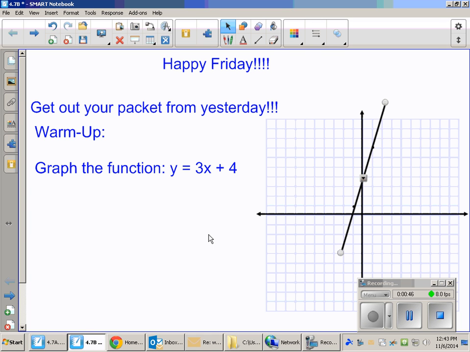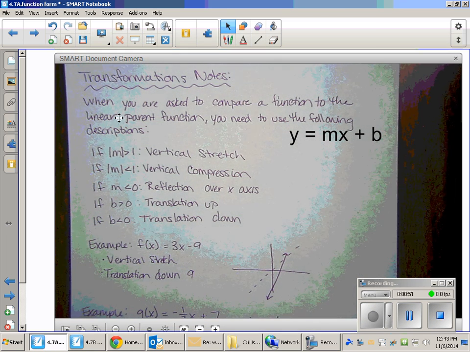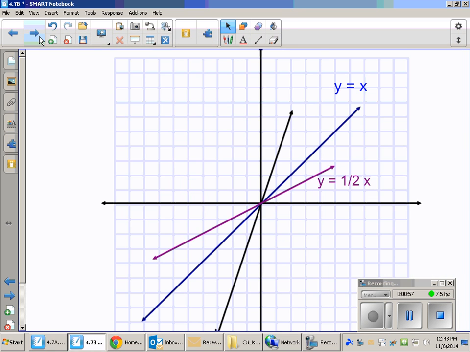All right, so then if we look at the packet from yesterday, the first page compares these three graphs. So here in navy, you have the parent graph, that y equals x line. And then in black, you have y equals 3x and y equals 1/2 x. And they all have the same y-intercept, which would have been a similarity that you could have mentioned, but their slopes are different. The black one is steeper because its slope is bigger than 1, and the purple one is less steep because the slope is less than 1.